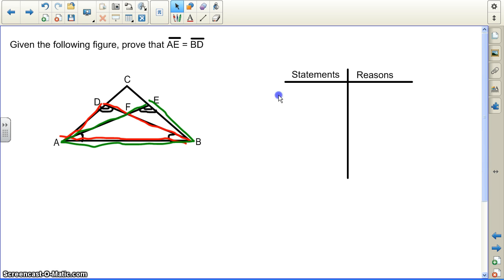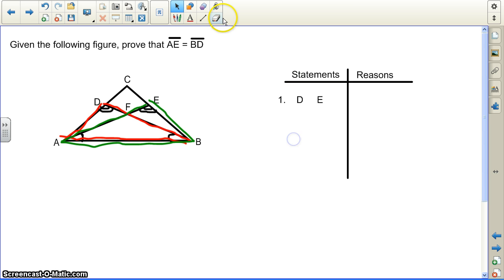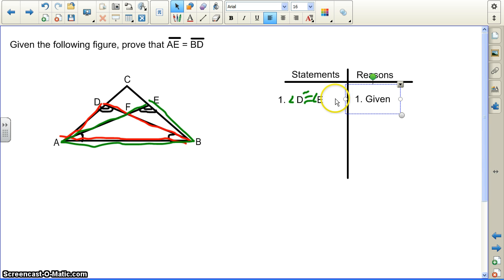Okay. So the first thing I always want to state are all my givens. So in my picture, I know that angle D is congruent to angle E. Okay, and let me put my symbols in there. So I know that my angle D is congruent to angle E, and we know that because it was given in our problem.